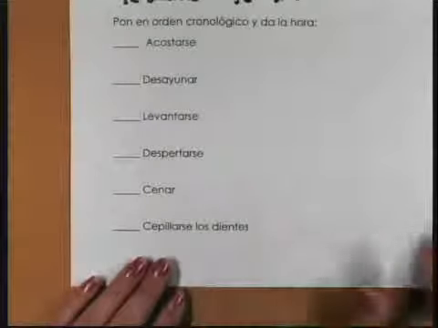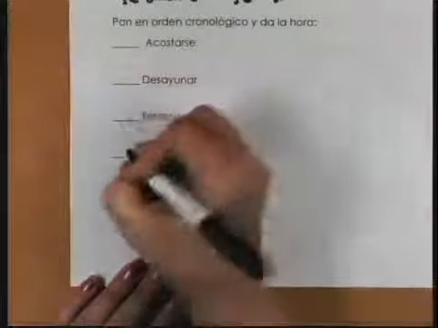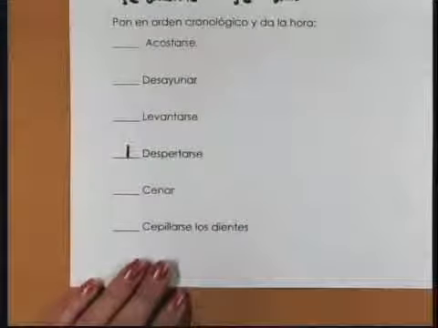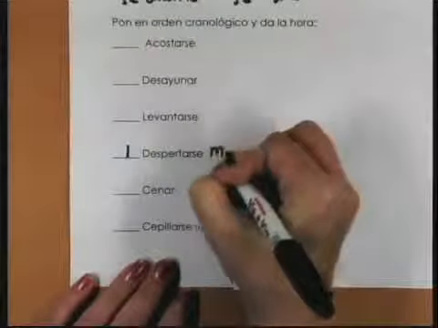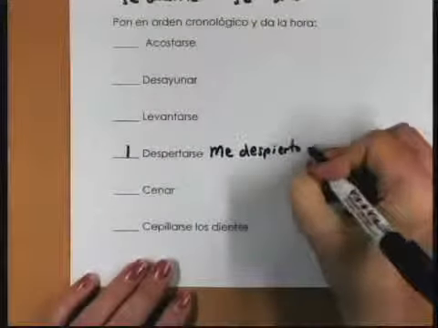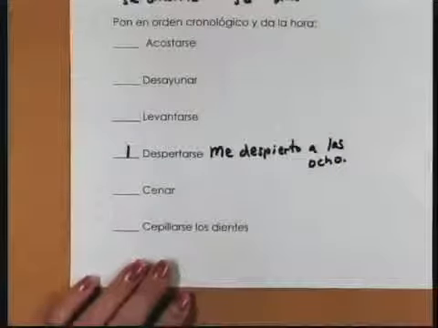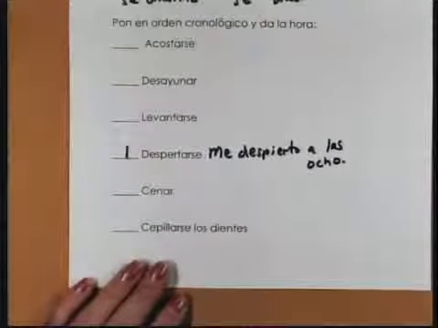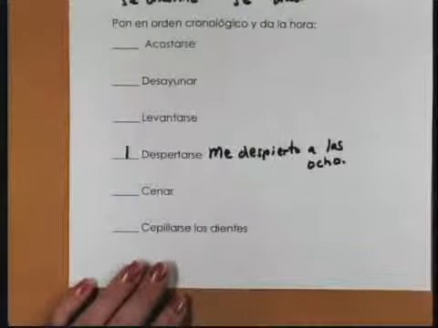Okay, the very first thing that everybody does in the morning is despertarse. That means to wake up. So can we conjugate it? Me despierto. And then give the time. A las 8. I wake up at 8 o'clock. A las 8 de la mañana. At 8 o'clock in the morning.